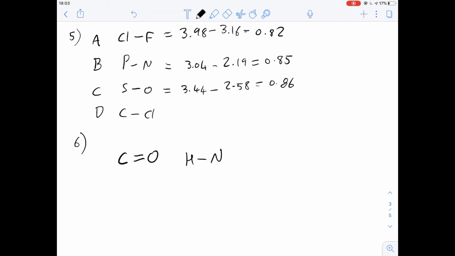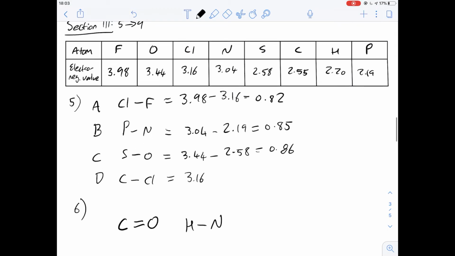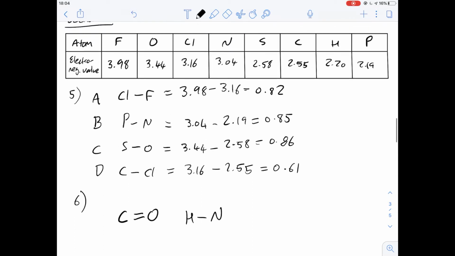And then the last one is going to be carbon and chlorine, and that's going to be 3.16 minus 2.55, which gives us a difference of 0.61. So that's the difference in the electronegativities for each of these combinations. The most polar bond will be formed between atoms that have the greatest difference, and therefore the answer for this one is going to be C.